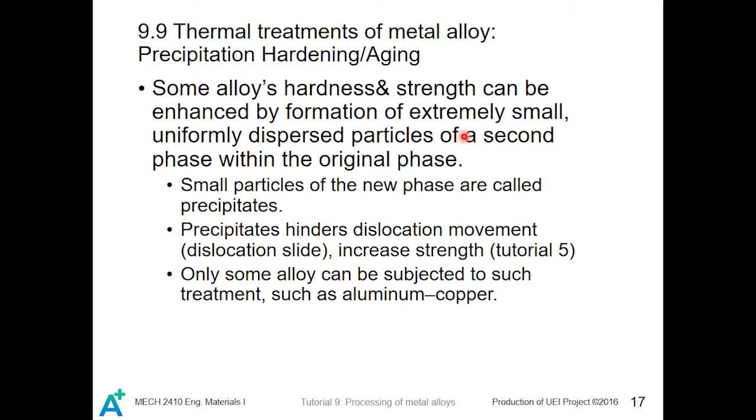Such precipitates will hinder dislocation movement, which will hinder the plastic deformation, and therefore it increases the strength of the material, which you can refer to in tutorial 5. However, only some alloys can be subject to such treatments, such as aluminium copper alloy.